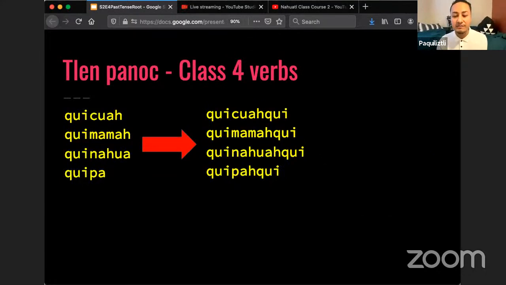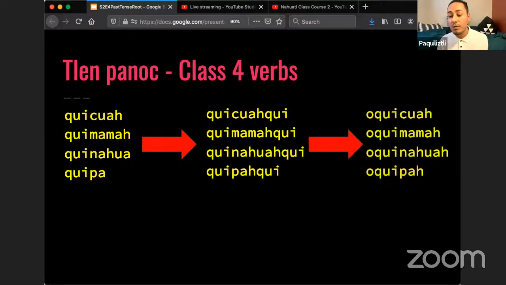All right, and for class 4, same thing. Kikuahki becomes okikwa, or kimamahki becomes okimama, kinawahki okinawa, and kipahki okipa. So basically the reason you need to be able to identify the past tense root is because in some varieties you have to remove that ki to be able to create the past tense in their variety, or at least you can identify that it's missing the ki, and that in your variety it's with the ki, and it's basically the same thing.